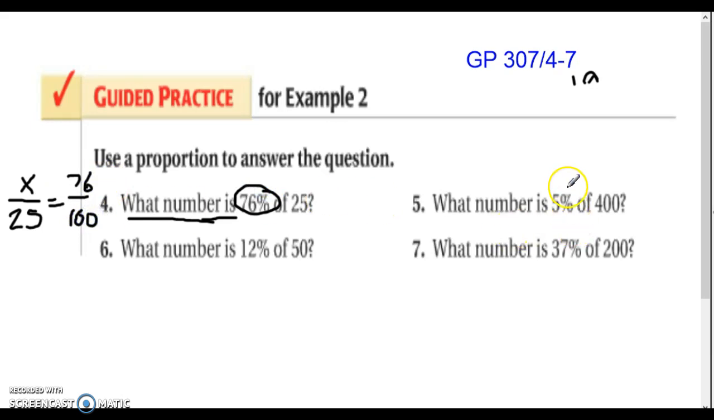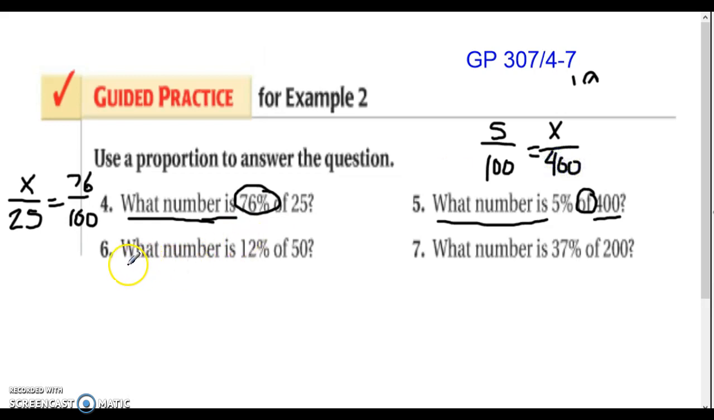This next one, I'm going to look for my percent right away. So here we have a percent, so percent goes over 100. And then I need to figure out what I'm looking for. What is 5% of 400? So is over of, so 400 would be my denominator.